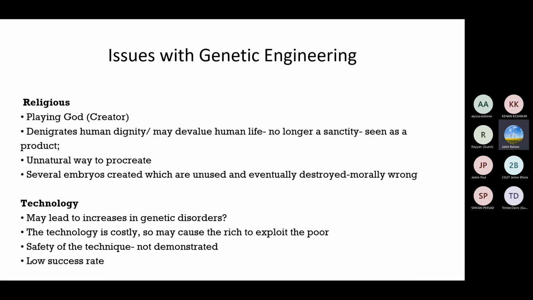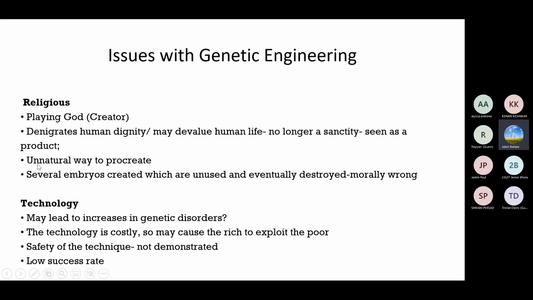Now there are issues. Although genetic engineering has its benefits, so its importance, a lot of people don't agree with the science behind it. And there are many different types of issues. For example, there are religious issues. There are people who believe that you must not interfere with organisms and their DNA because that is God's creation. It shows that you have no kind of respect or dignity for human life because you're seeing it as a product. You're seeing it like a science experiment.